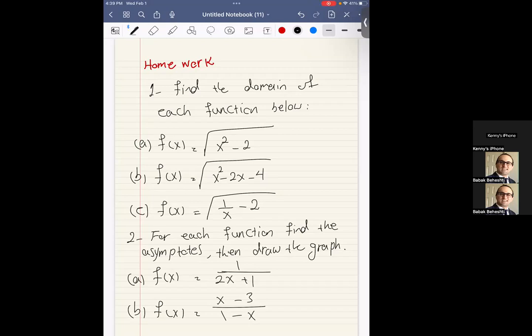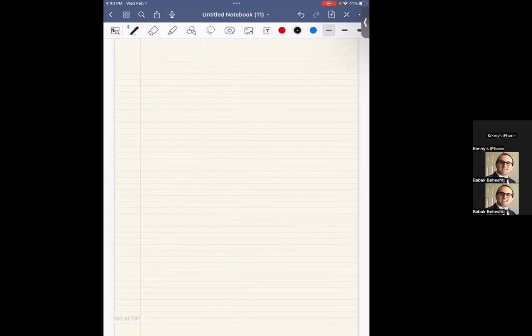I just have a quick question. For question 2, it says to find the asymptotes of the function. Is it just f of x equals 1 over 2x plus 1, or also the ones for question 1? Yes, 1 over 2x plus 1 is part A. Part B is two functions: f of x equal to (x minus 3) over (1 minus x). Is it clear? Yeah, it's clear. So you do this and we can discuss it next time, on Wednesday or on Friday, for instance.